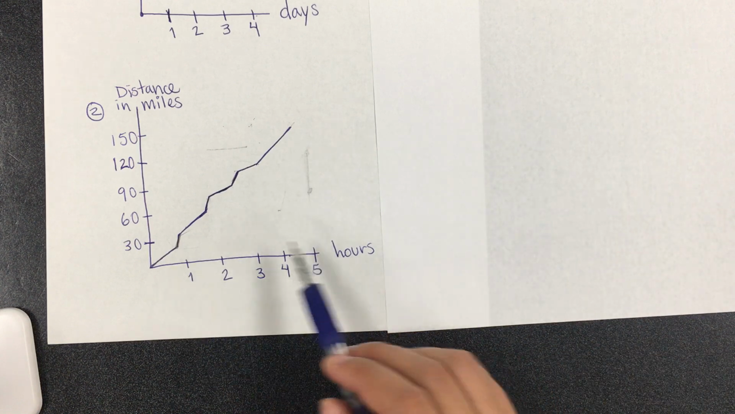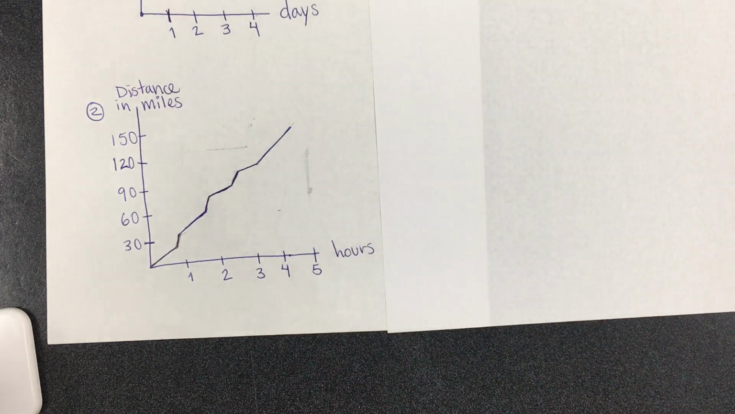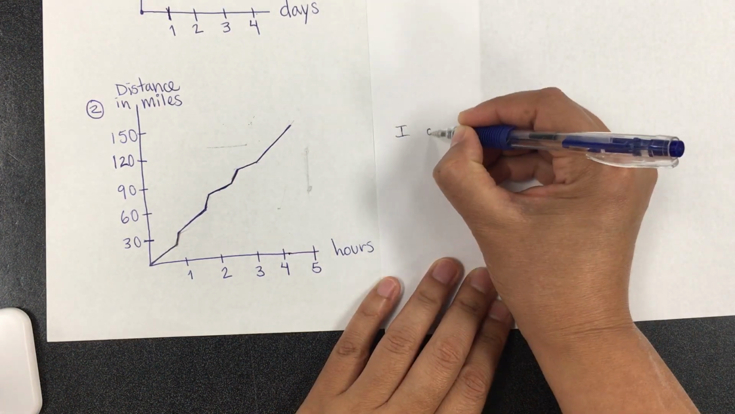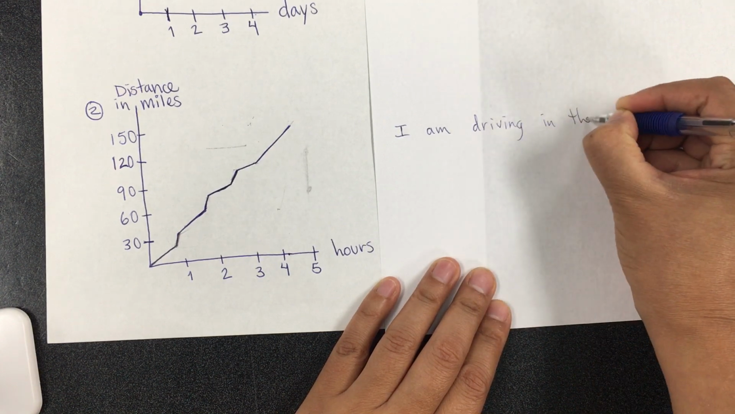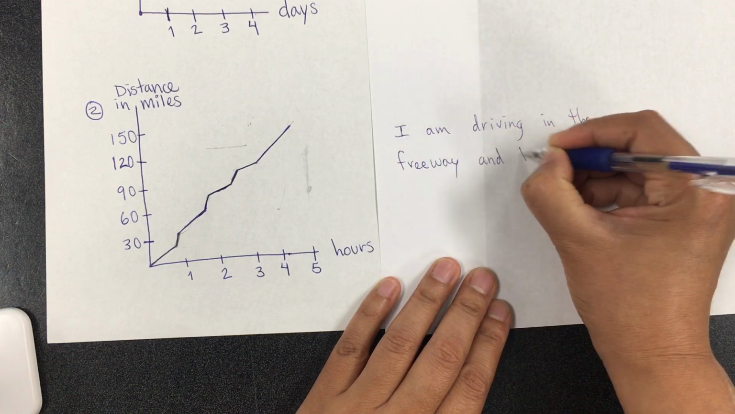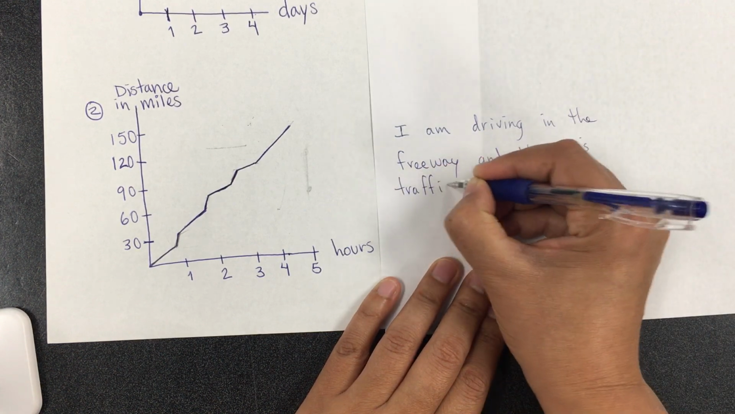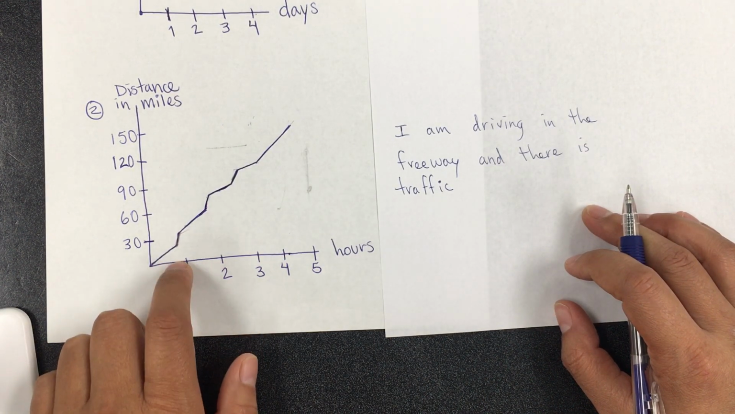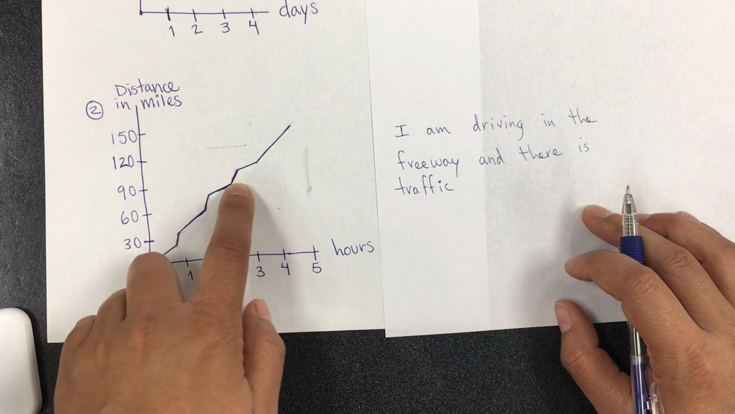Because it's 5 hours, so it may be on a freeway, but then in some spots there is a lot of traffic and they're going a little slower. Okay, so I am driving on the freeway and there is traffic. Okay, so in 1 hour there's a lot of traffic, then it goes a little faster in the last couple of minutes, then again very slow, then fast to slow, and so on.